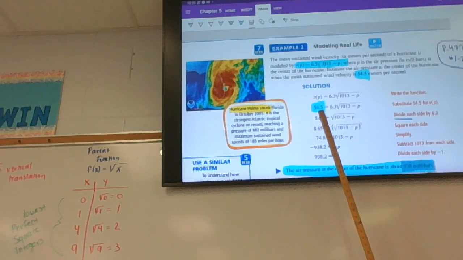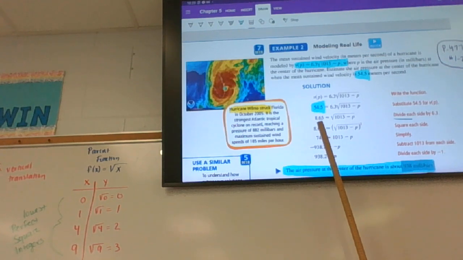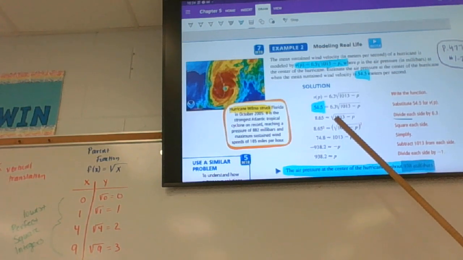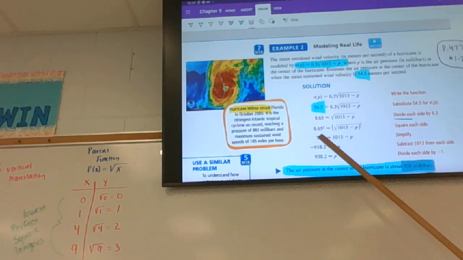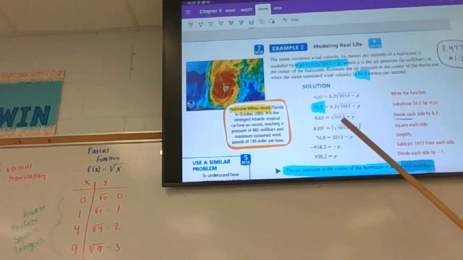They plugged in the 54.5. What did they do after they plugged in 54.5, Tyler? From here to here, how did this go from 54 to 8? Let's look at the red letters. See the 6.3 in front? That gets divided on both sides. How did it go from 8.65 to have this little 2 here?